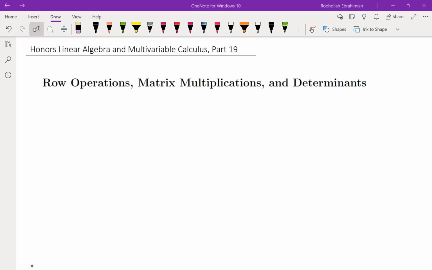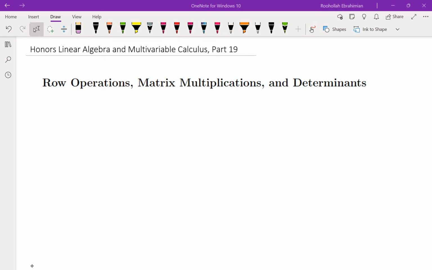Hello, in this video we're going to go over the relation between row operations, matrix multiplications, and determinants. We're going to prove one of the most important properties of determinants, which is called multiplicativity, which means determinant of AB is equal to determinant of A times determinant of B. Before we get to that, let me start with some examples.